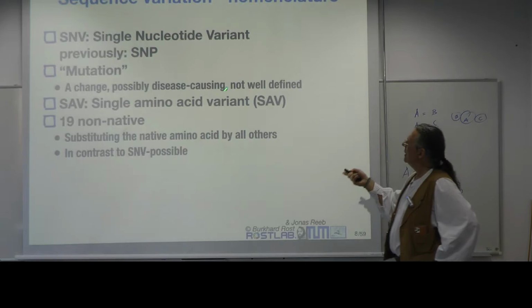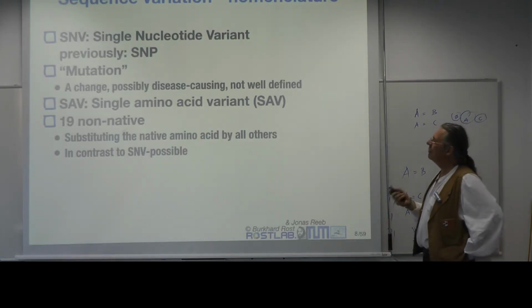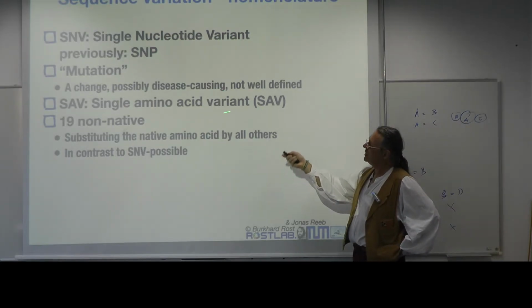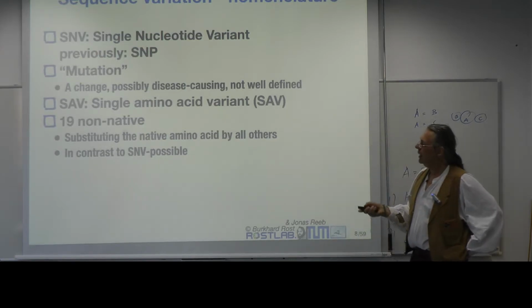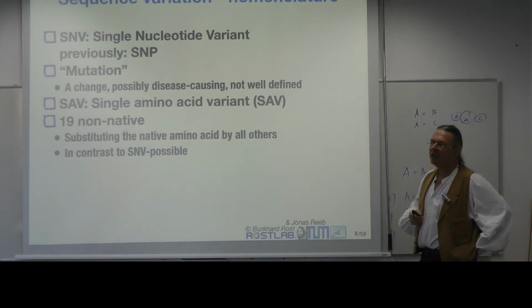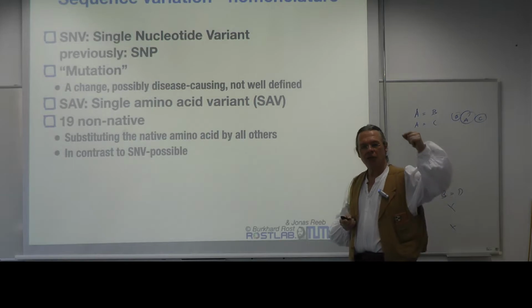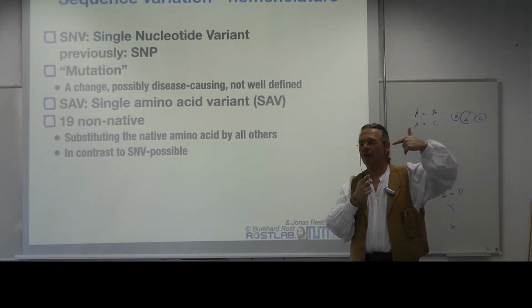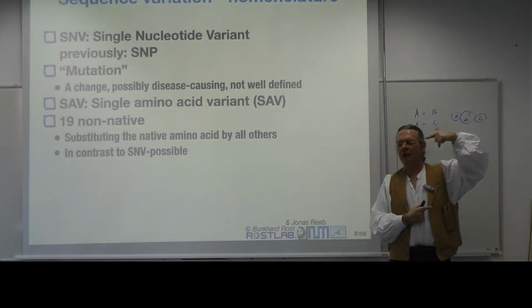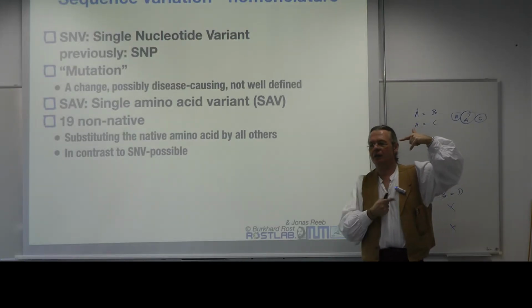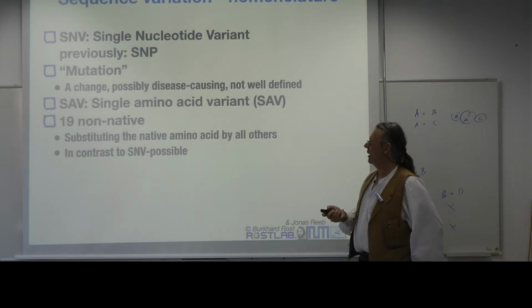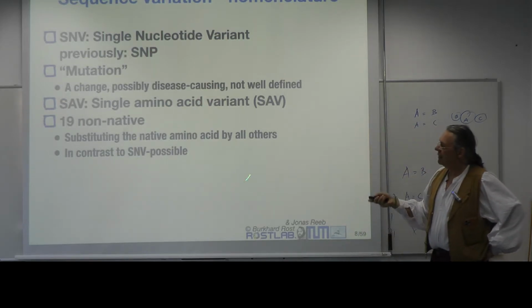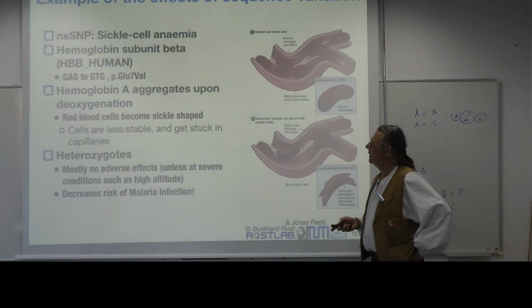That is essentially a change that may be disease causing. Essentially, a SAF is a mutation. I'm going to refer to 19 non-native. What that means is, if you change at one particular position the native amino acid, that's the one that you have there, against all the other 19 that are not there, that's the non-native one.